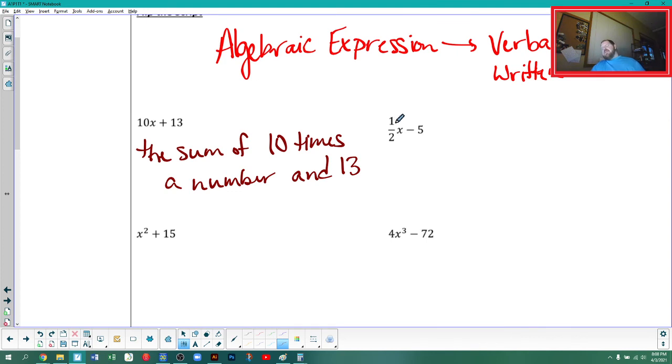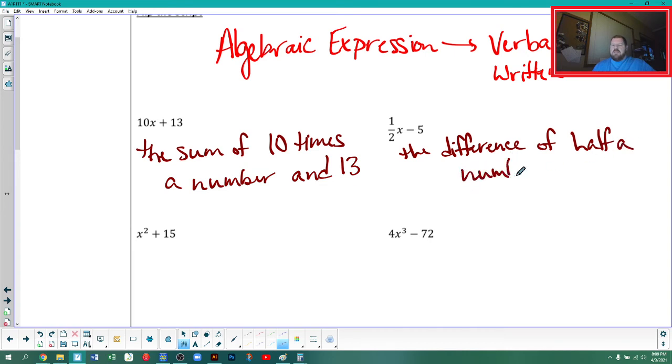What's a good way to say 1/2 times x? I would think a good way to say that would be like half a number. So maybe I use the difference of, because this is subtraction. The difference of half a number and 5. Okay, that's a pretty good way to say it.